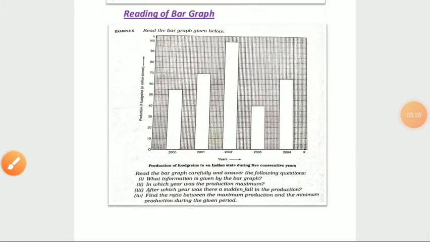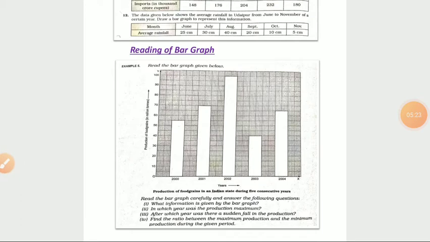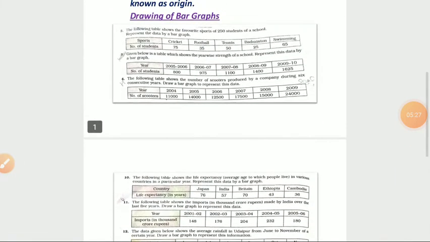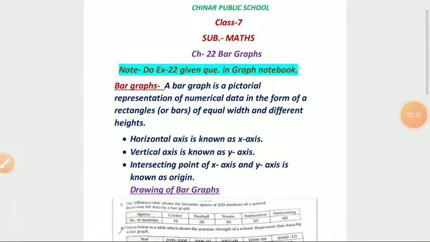It means after reading the bar graph, we can easily give the answer to the particular question. So do all these graphs in your graph notebook. Go through this virtual link carefully.